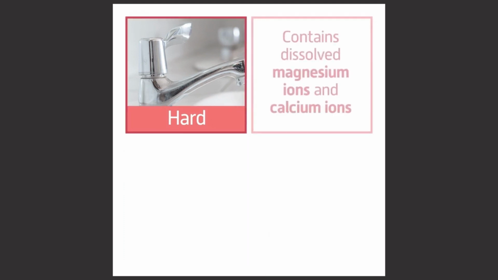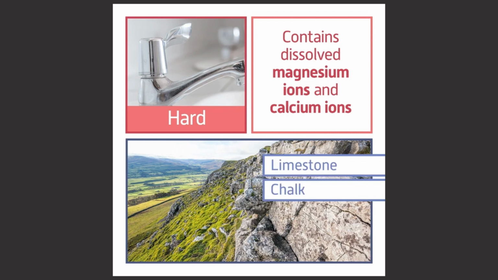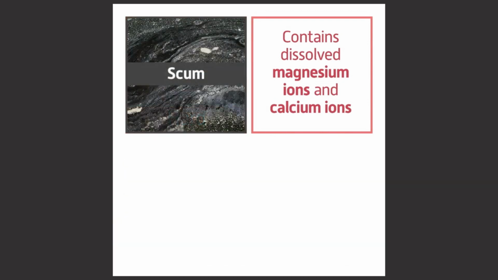Hard water contains dissolved magnesium ions and calcium ions. These ions dissolve into the water as it trickles through rocks containing these minerals. Examples are limestone and chalk, which are mainly calcium carbonate. If you live in an area with a lot of limestone or chalk, then your water is likely to be hard.